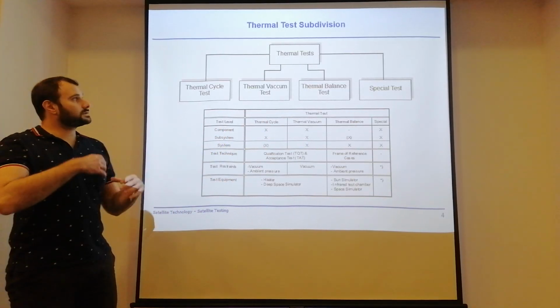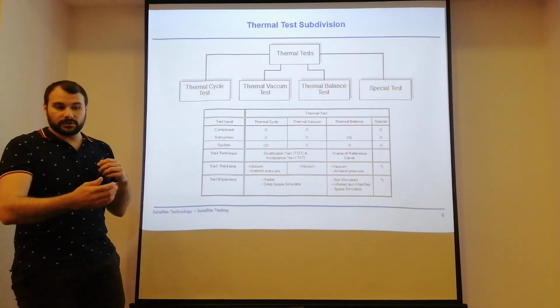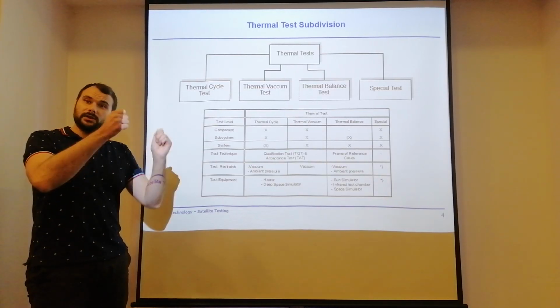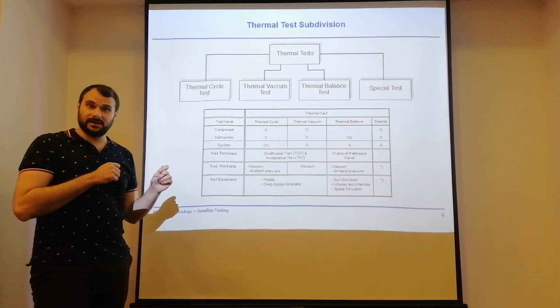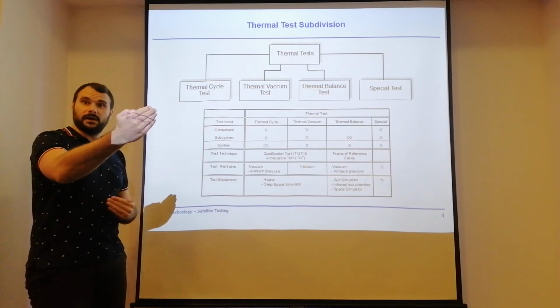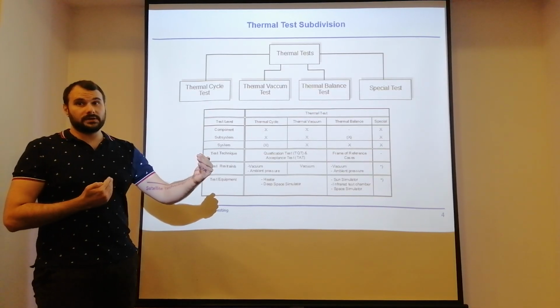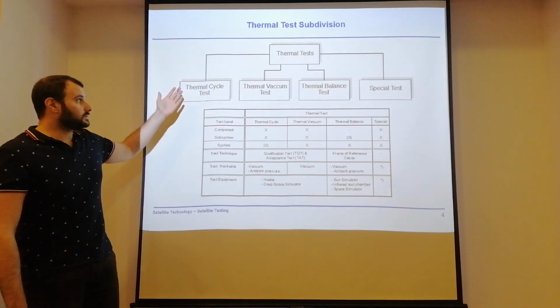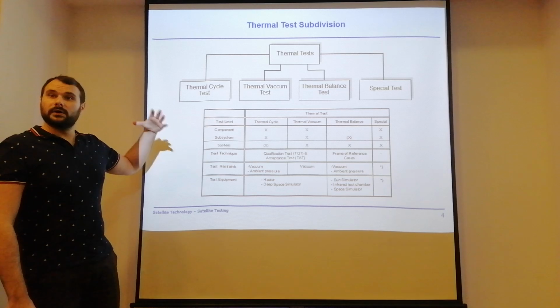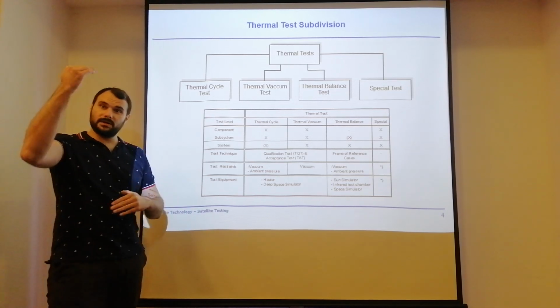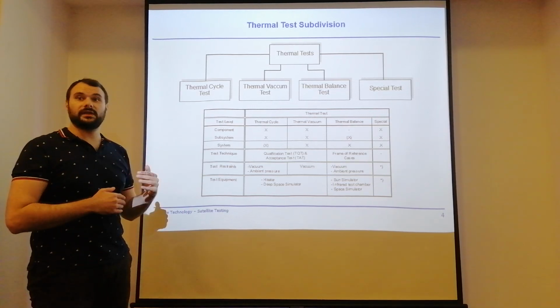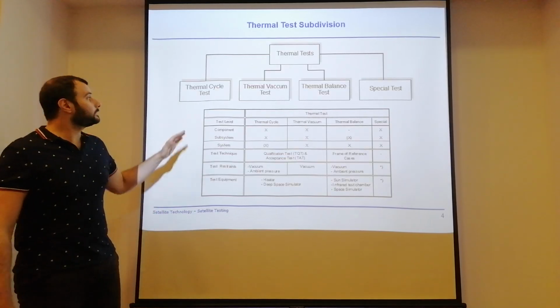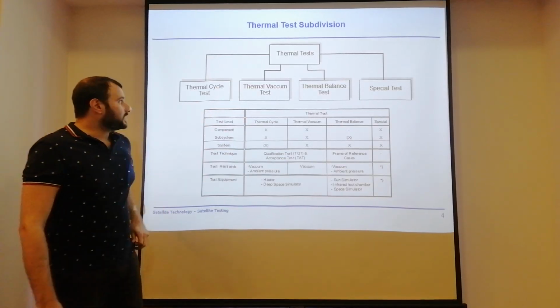Thermal cycle is to provide for the changes between eclipse and non-eclipse, so the solar phase. So you have temperature changes, and on a LEO mission you're going to go through a lot of temperature cycles, and that's why you cycle your units and your satellite a couple of times between minimum and maximum temperature to make sure that everything stays within the limits. You also have a thermal vacuum test.